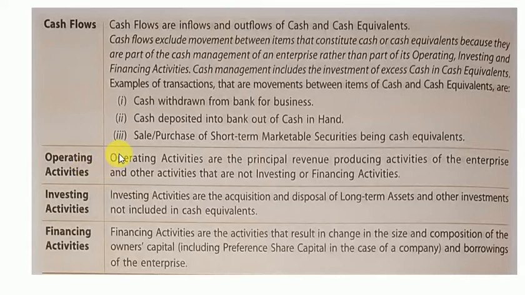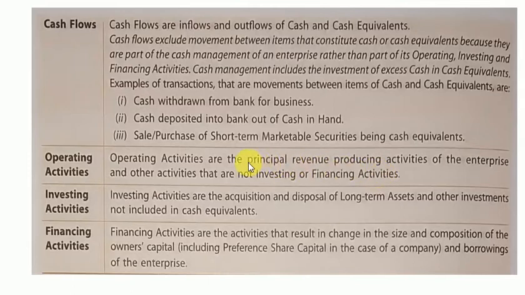Now, according to the technical meaning of operating activity in this chapter, cash flow statement, the sentence says operating activities are the principal revenue producing activities of the business enterprise and other activities that are not investing or financing activities. So this is the technical language they have used. They are saying which are not investing or financing activities. This is one important thing.